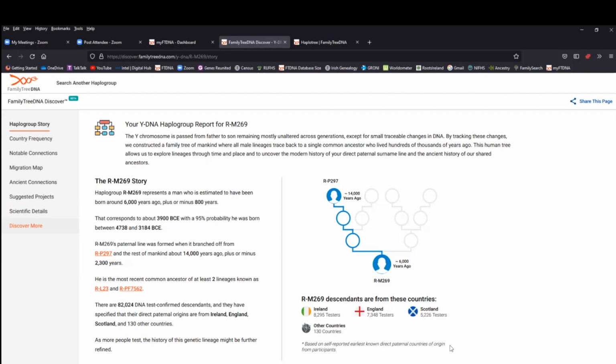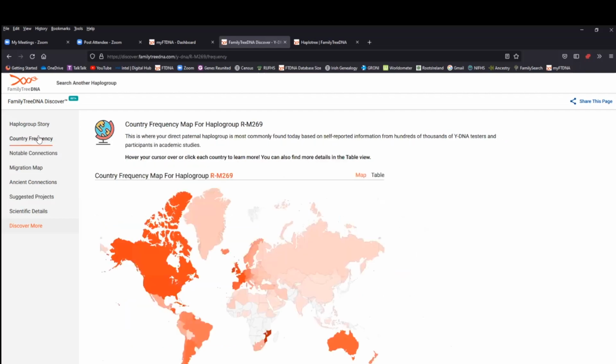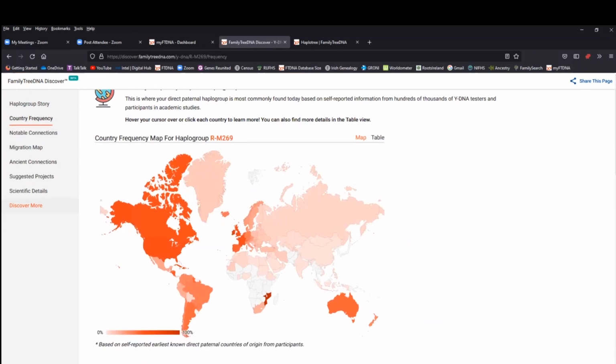So you can see there's Scotland, England, Ireland, and a whole load of other places as well. So this is a very common haplogroup. But the one I wanted to show you here was the country frequency. And do you remember we were getting less than 1% when I looked at my very specific haplogroup? Well, this is very useful for a further back haplogroup like this. And this is a heat map. So the countries that are the hottest are the ones that share the biggest proportion of RM269.